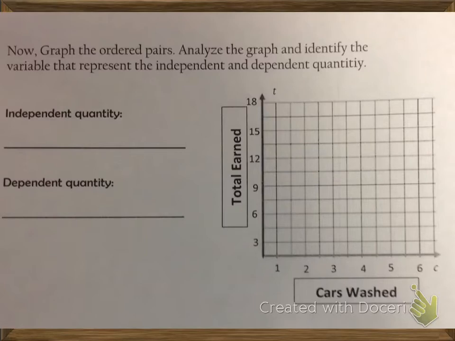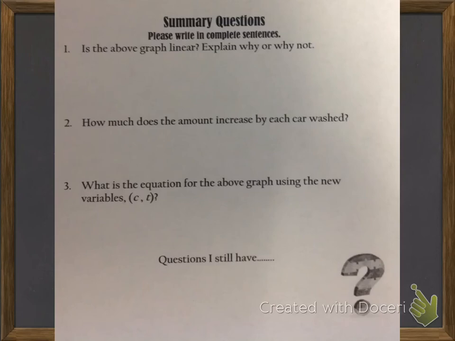If you notice, I have already labeled the graph with the new variables. So our C is our independent, our T is our dependent quantity. So we have that question over here. So you will fill that out, but it also wants you to graph the ordered pairs, and then you're going to tell me the independent and dependent, also known as the input and the output. Once you are finished with that, please fill out your summary questions.